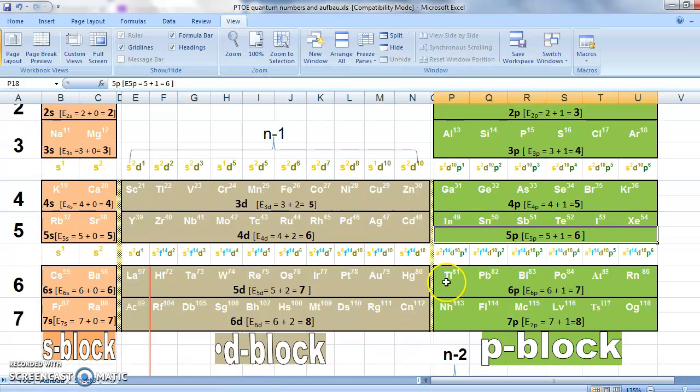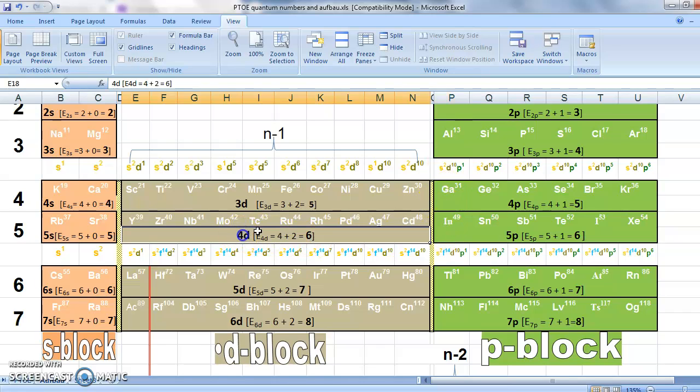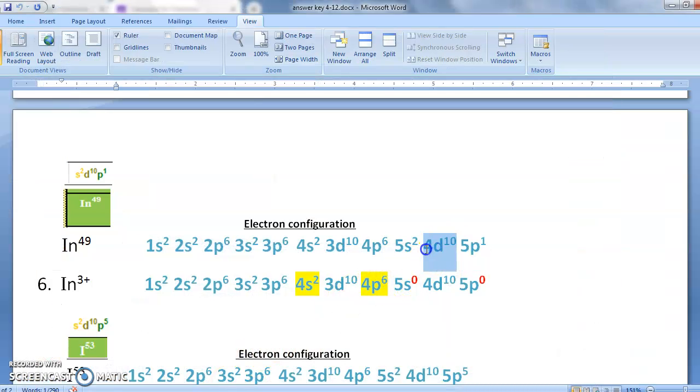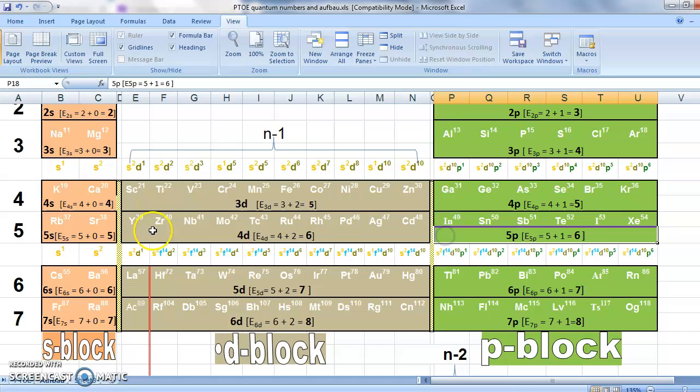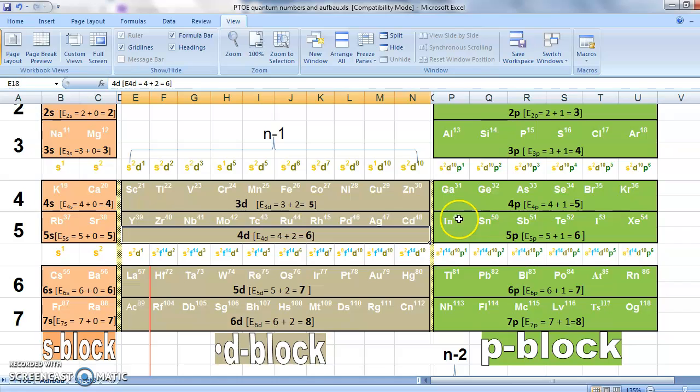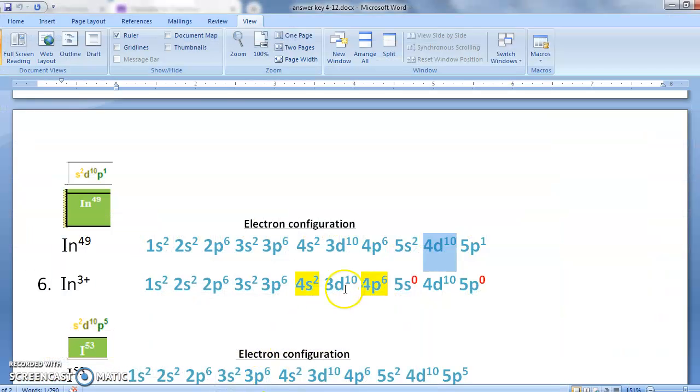We look above indium. We see that it's S2D10p1. So what's the D before indium? It's the 4D, so it should end in 4D10. So I can go ahead and put that right on my configuration, 4D10. I look above indium again, it's an S2. What's the S in front of indium? It's 5, so it should be 5s2, 4d10, 5p1, if I do this all correctly. I can put that down there. That's where it's supposed to end if I do it correctly.